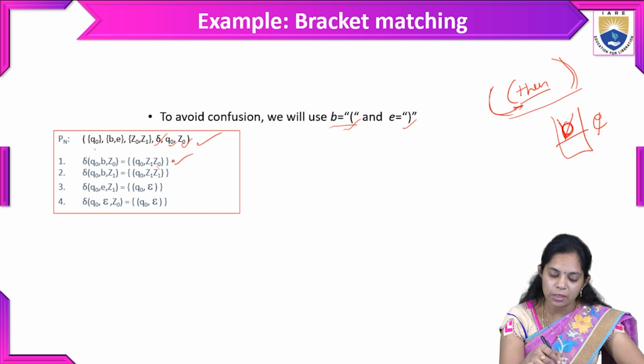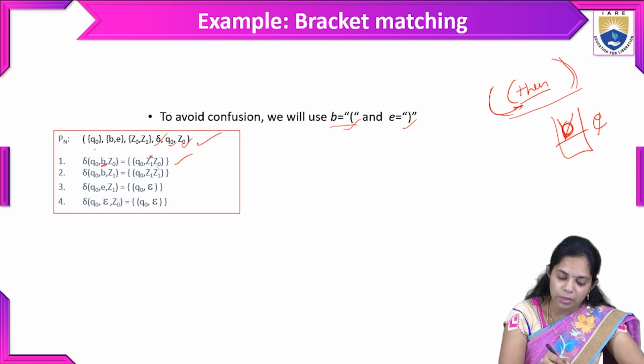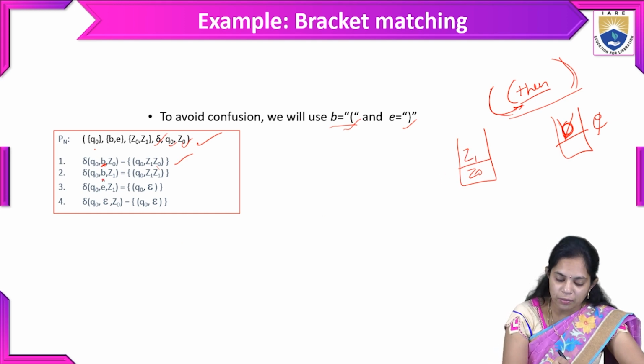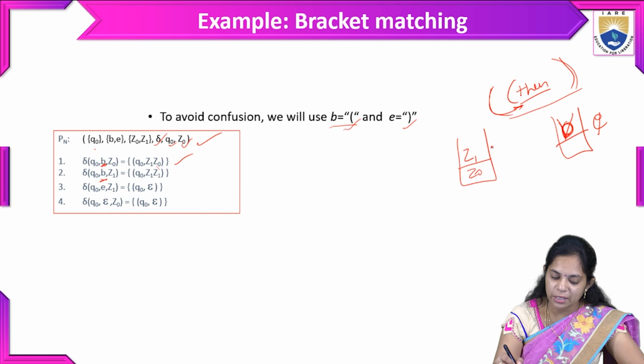So what is the step here? Whenever B appears, we have to push that into the stack, so the top of the stack symbol is B. The input symbol is B and the top of the stack symbol is Z naught. So B appears, and we have to push that as Z1. And next, whenever B comes from the state, the top of the stack symbol is Z1.